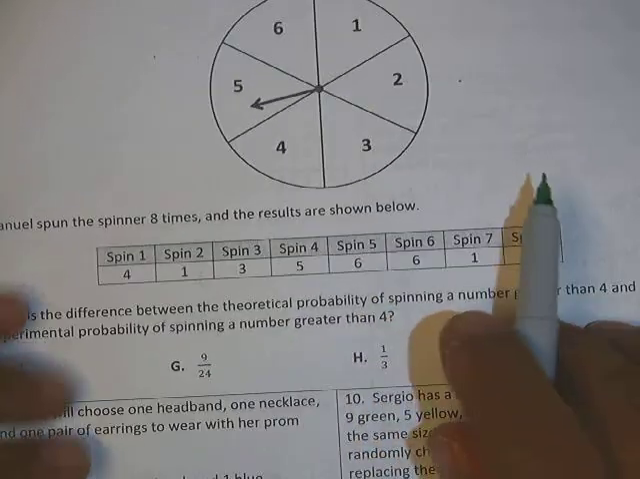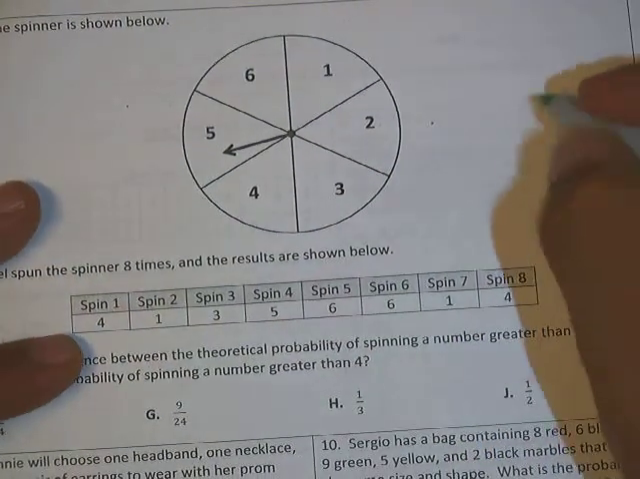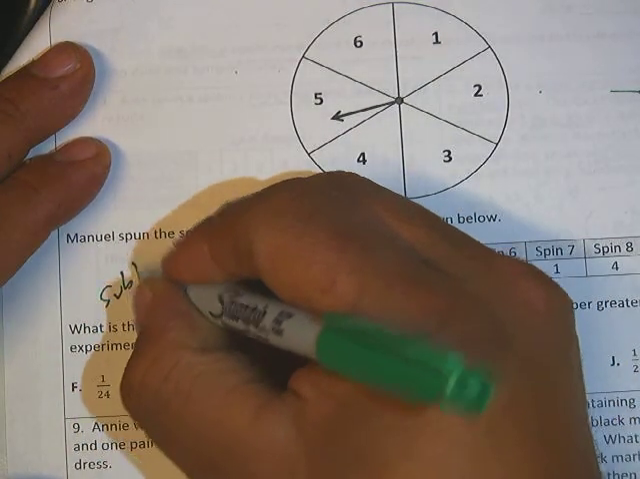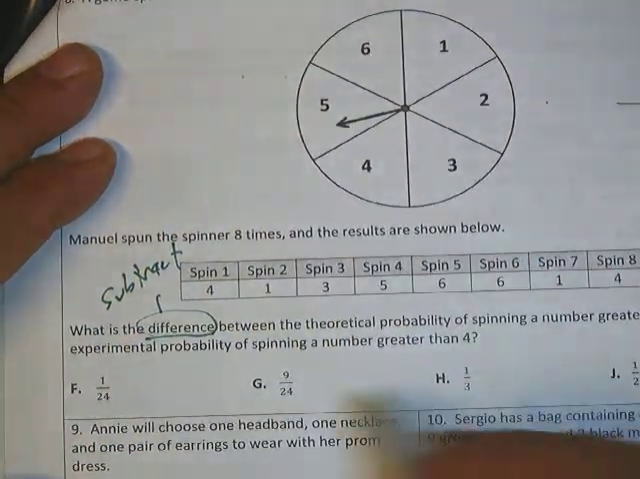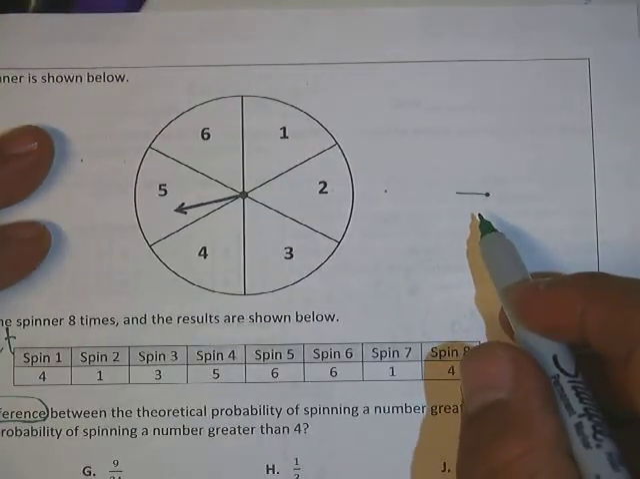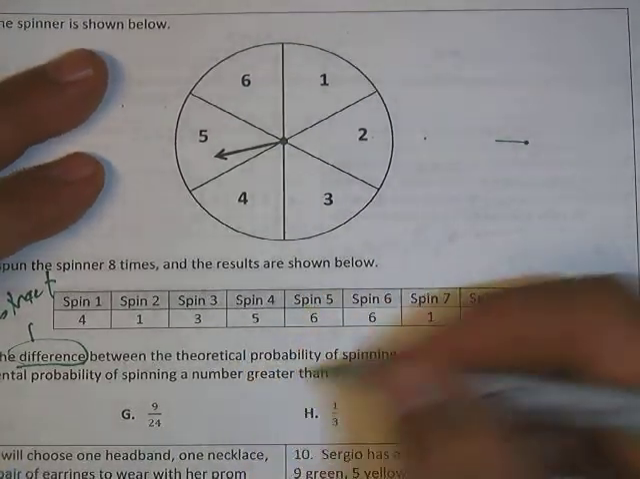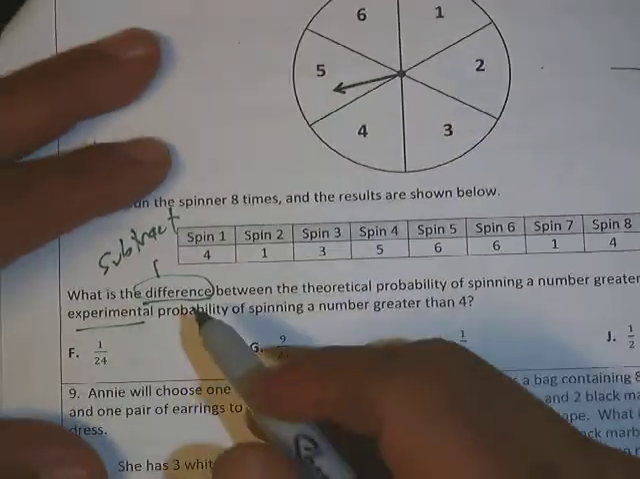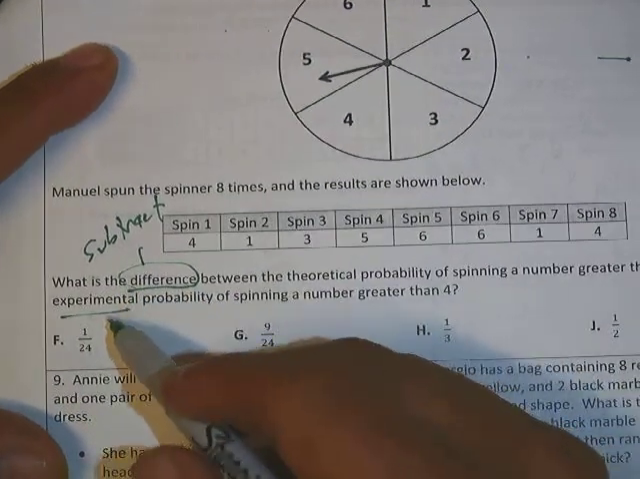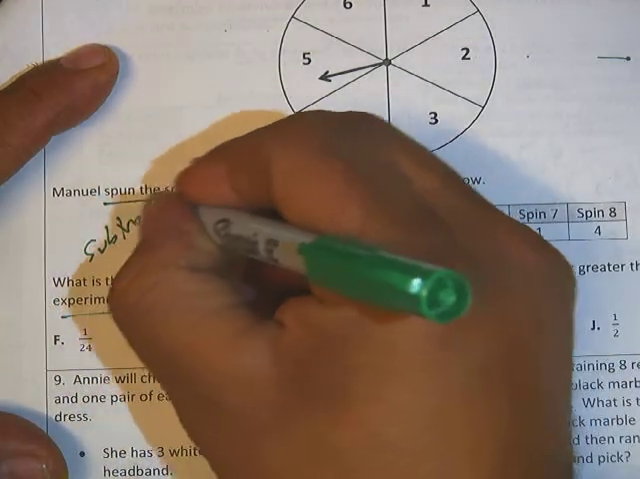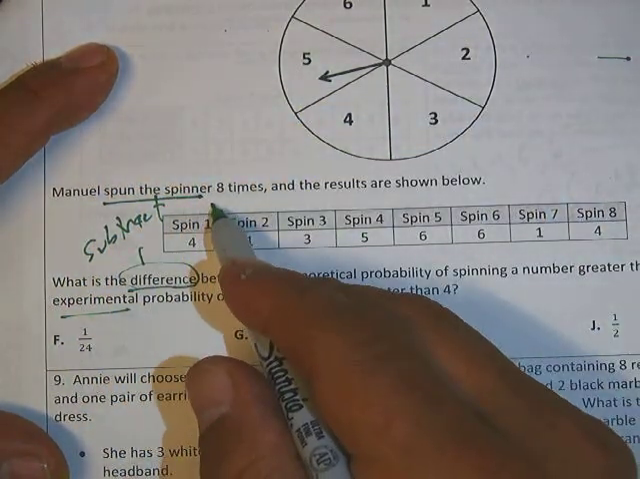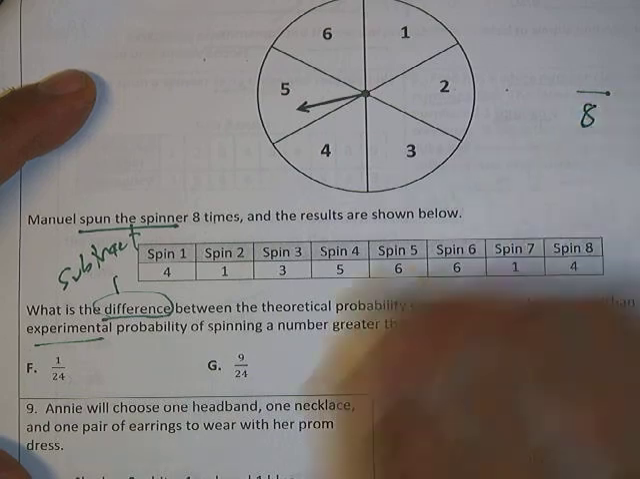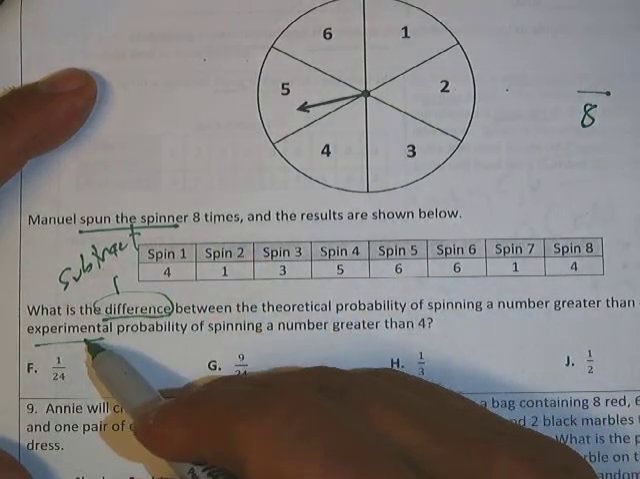Okay, number 8. Game spinner shown below. What is the difference between the theoretical probability of spinning a number greater than 4 and the experimental of spinning a number greater than 4? Okay, remember, theoretical is what you can see. Difference means subtract. So I know this word difference means subtract. So I'm going to subtract. Put a minus.